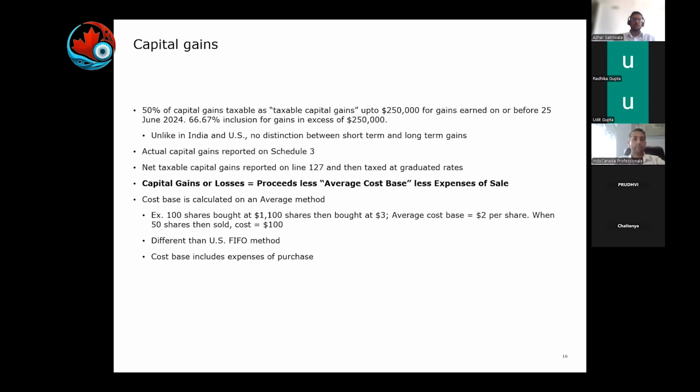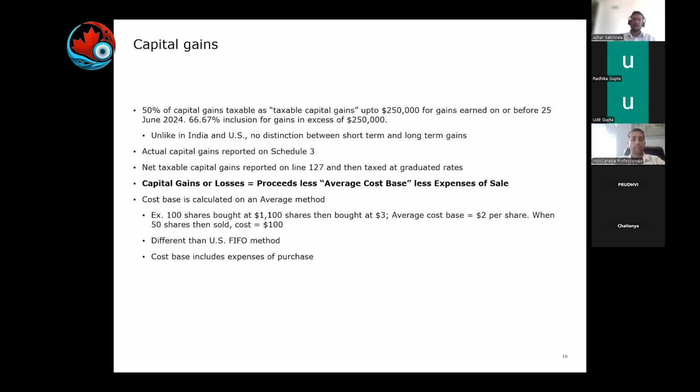So let's say you purchased a share for $100 and you sold it for $200. So you earned a gain of $100. So 50% of that gain, that is $50, would be considered to be your taxable capital gains. And it would be subject to tax at the same rate at which you're taxed on other income. So if your tax rate is, let's say, 30%, you pay 30% of $50, that is $15, as your capital gains tax for the sale of investments.